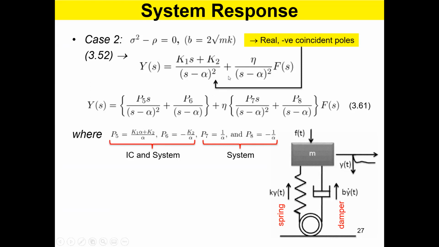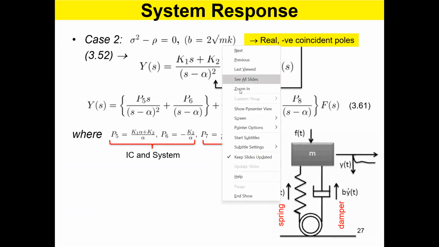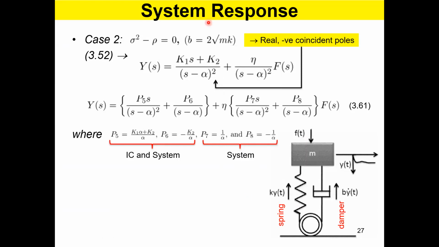So now let's change it to the second case where sigma square is equal to rho. In that case, there is a very delicate balance between the spring and the damper. Mathematically, it is B equals 2 square root of mk. So for every k, there is a particular B and vice versa. If you do this math and purchase the damper and the spring, you are in case 2.